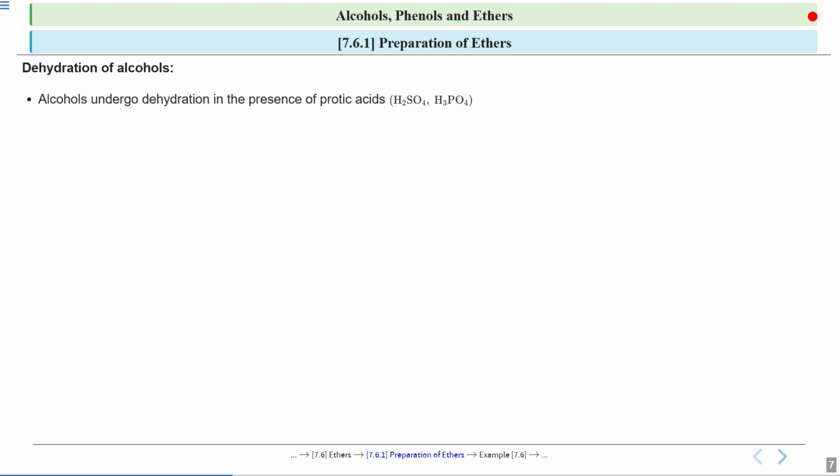So what happens in this dehydration? You have two alcohol molecules, ROH and ROH. When you treat them with a protic acid, water is removed. How? From one alcohol, hydrogen is removed, and from another alcohol, the hydroxyl group, that is the OH group, is removed. So what goes out? H2O. And what is left behind? ROR. So that is an ether. One side there is an alkyl group and the other side there is an alkoxy group.